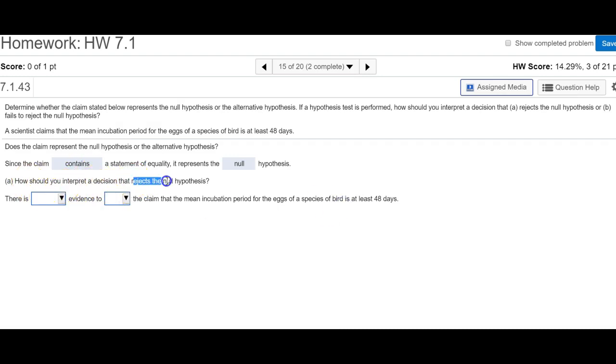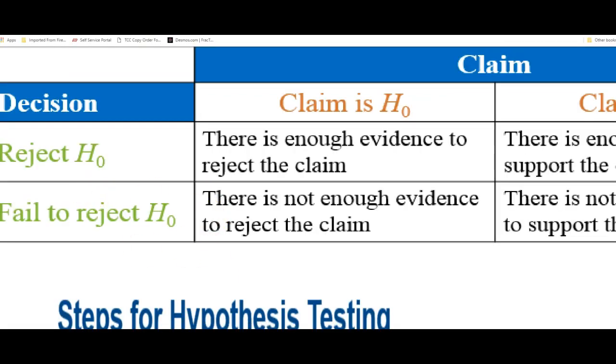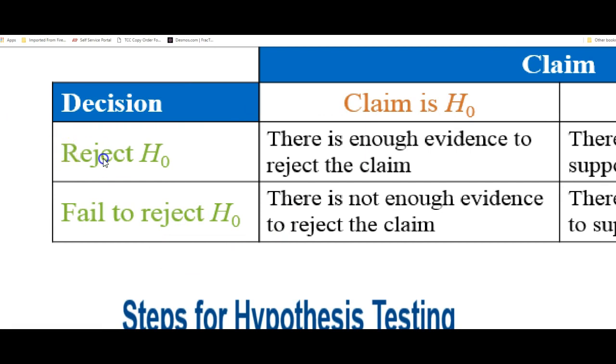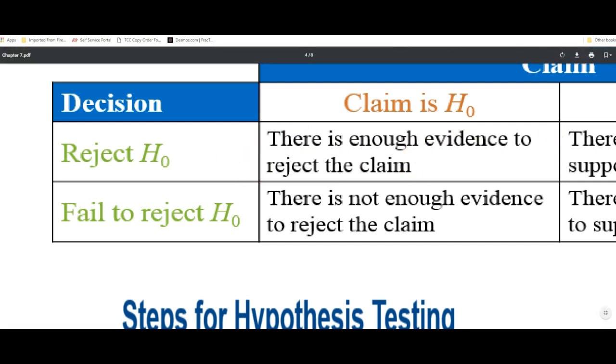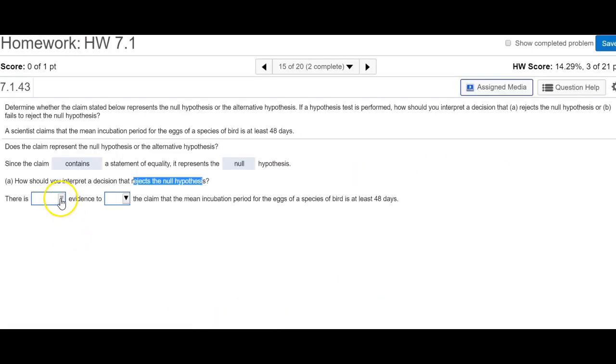So what am I doing? I'm rejecting my null hypothesis. So I go back to my screen here and I see I am rejecting my null hypothesis. That means I'm going to say there is enough evidence to reject the claim. There is sufficient evidence to reject the claim.